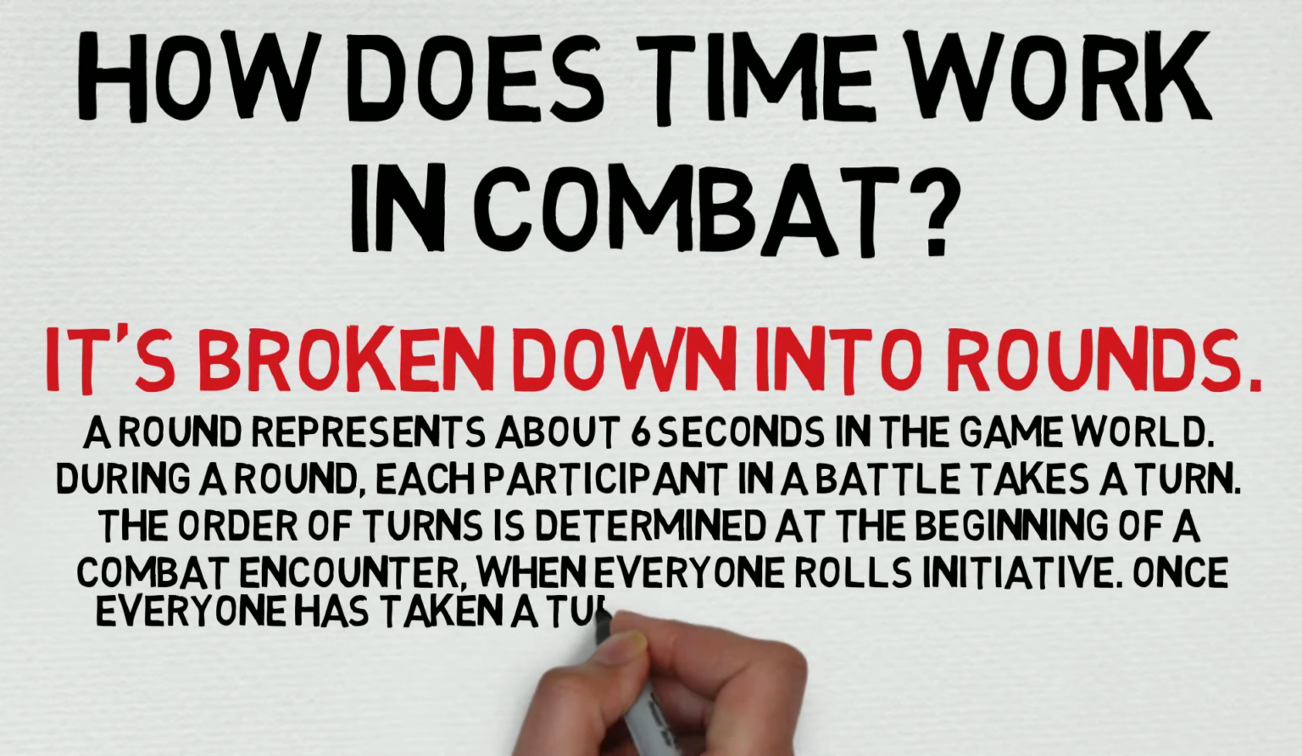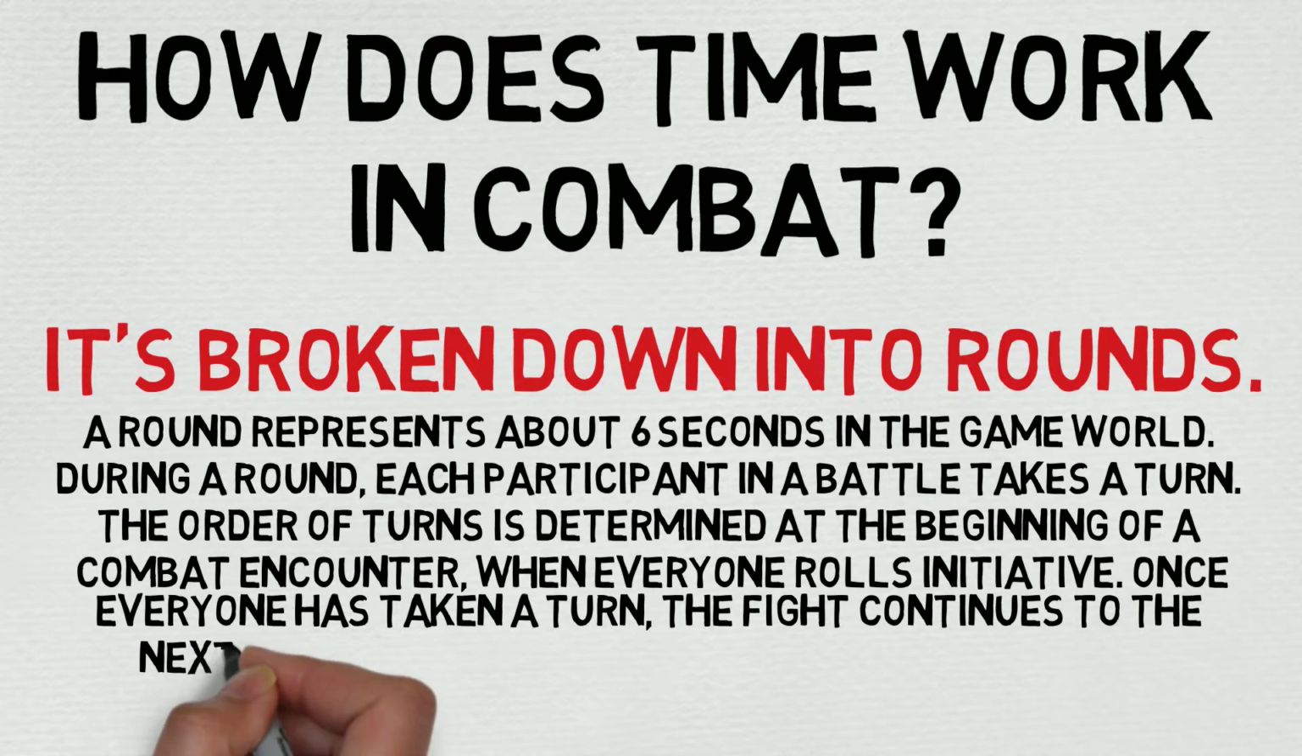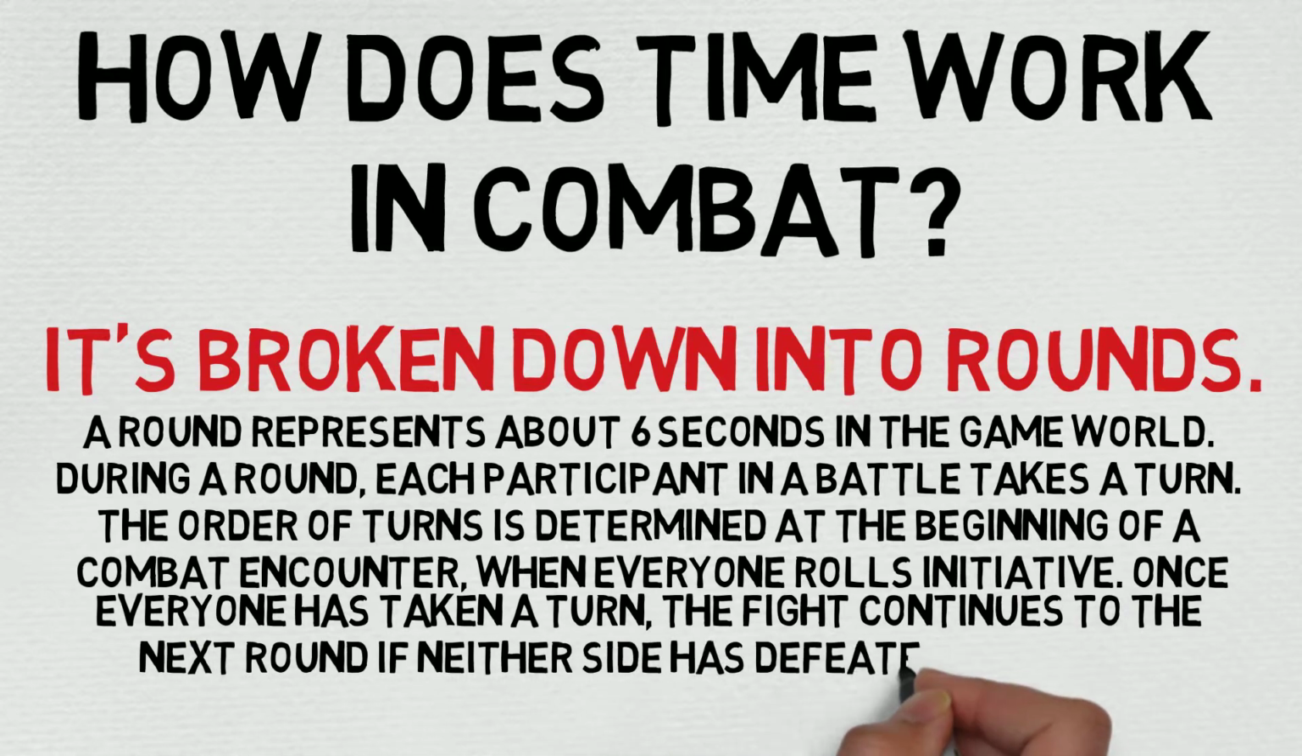So it's actually broken down into what we call rounds. A round is represented by about 6 seconds in the game world. During a round, each participant in a battle takes a turn. The order of turns is determined at the beginning of a combat encounter when everyone rolls initiative. Once everyone has taken a turn, the fight continues to the next round if neither side has been defeated. So, really cool stuff. Something worth noting is all of your turns technically happen at the same time, so just please bear that in mind. It's really cool stuff. I like it.